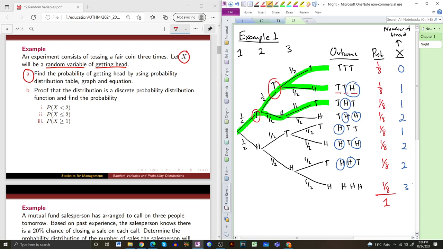Once you do the tree diagram, then we can present the probability in a much nicer manner. We can show all the data in a distribution table, in a graph, or in an equation. Normally in the question, you will be asked to find the distribution table and equation. A graph is not a famous kind of thing. So let us present the probability information here in a table first.